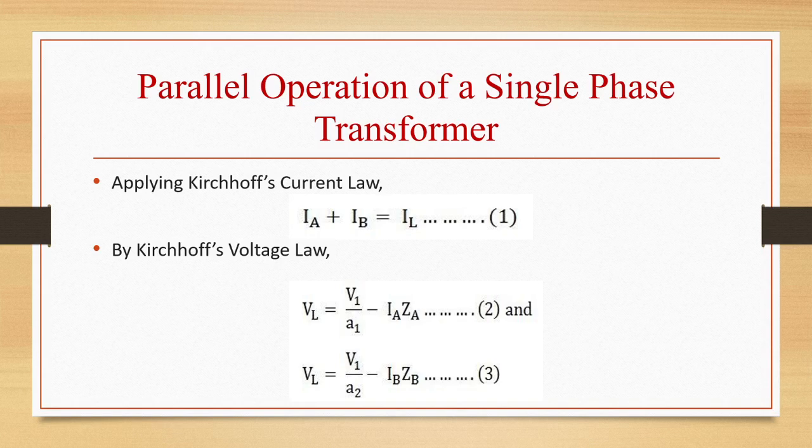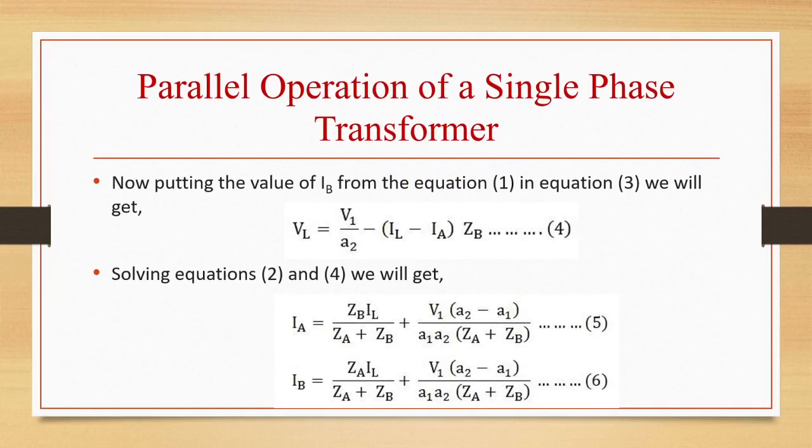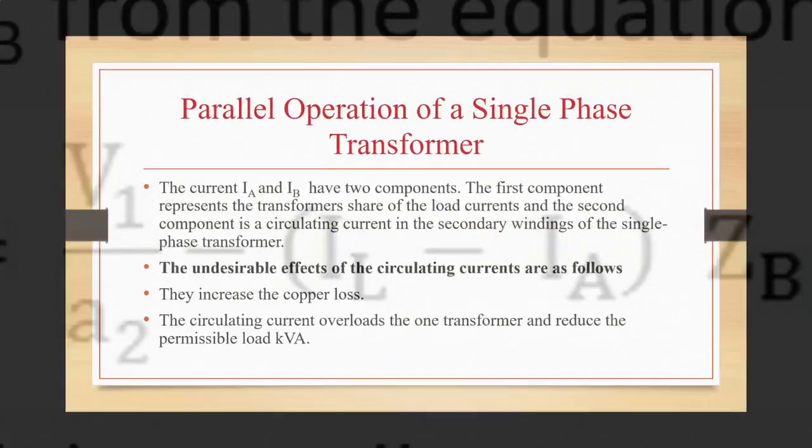Applying Kirchhoff's current law to the circuit, IA plus IB equals IL, and by Kirchhoff's voltage law we can write VL equals V1 by A1 minus IA ZA, and VL equals V1 by A2 minus IB ZB. These are equations 1, 2, 3. Now putting the value of IB from equation 1 in equation 3, we get VL equals V1 by A2 minus (IL minus IA) into ZB. Solving equations 2 and 4, we get the values of IA and IB respectively.